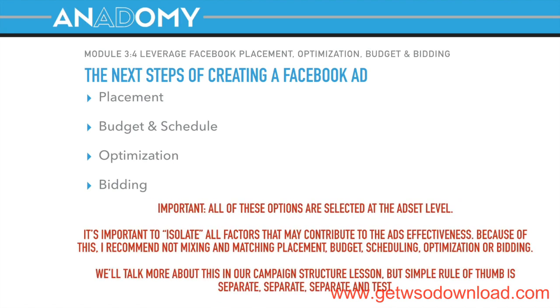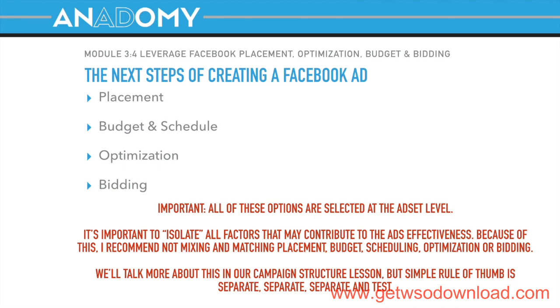Now, I've got a very important disclaimer that I want everybody to pay attention to. All of these options are selected at the ad set level. We did a basic overview of the different options you have inside of the campaign, the ad set, and the ad level. All of these changes happen at the ad set level. It's very important to isolate all of the factors that can contribute to the effectiveness of our ads. Because of this, I always recommend not mixing and matching different placement, budget, and scheduling options within a campaign.